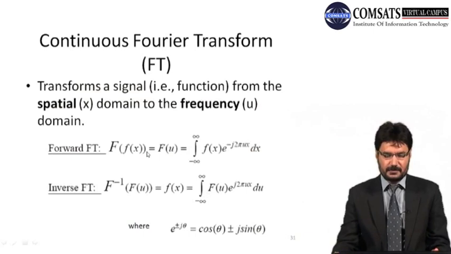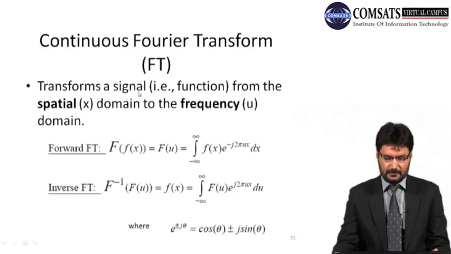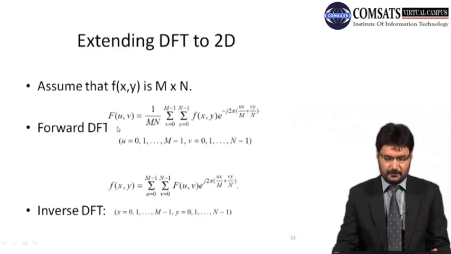So the continuous Fourier transform, the basic formula that we have now, transforms a signal function from the spatial x domain to a frequency domain, and this we already know. This is in the continuous Fourier transform, and once we want it in 2D, because this is in 1D, in 2D we have this formula. Assume that f of x, y is of m and n dimension.